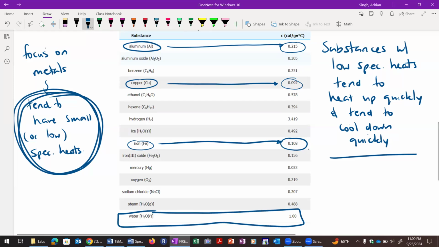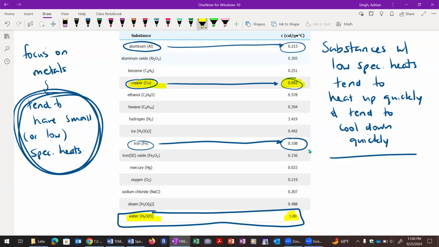Again, I'm going to pick water and we'll use copper as its comparison. If you were to compare the specific heat for water with that of copper, water has a specific heat of about 10 times more than that of copper. And what that means is it takes way more heat energy to increase the temperature of the same amount of water by the same temperature as it would for copper.